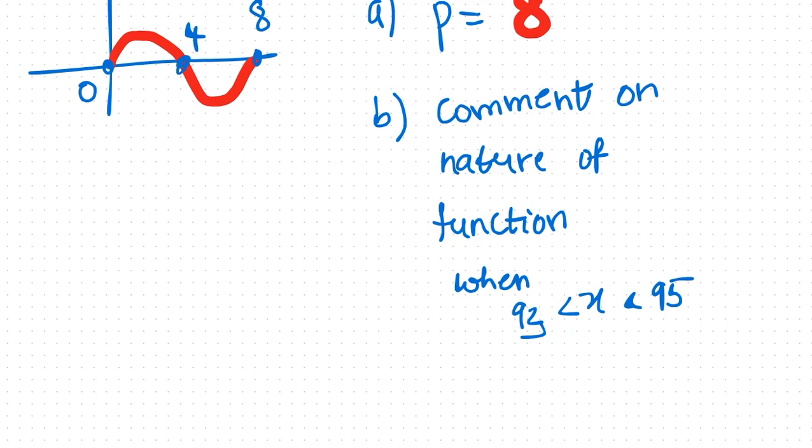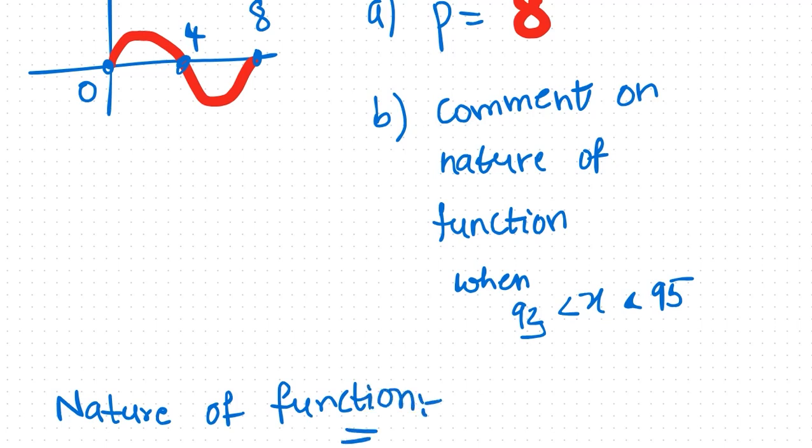So is the function increasing or decreasing? Two things. Increasing, decreasing, concavity up or down. Nature of function means that. First things first, tell me. Decreasing. And concavity? Concave up. Okay. So the interval is given 93 to 95.